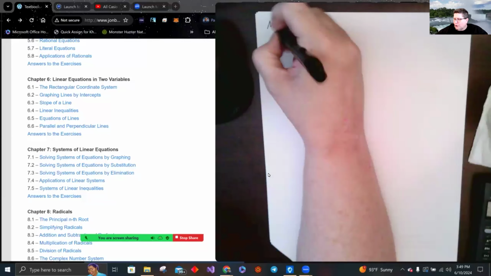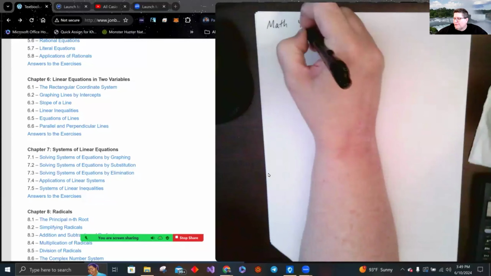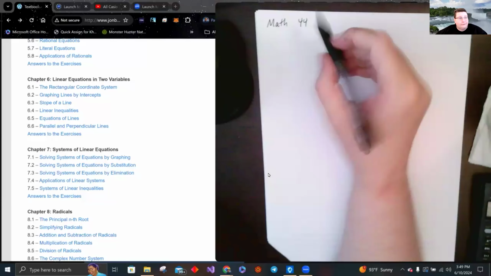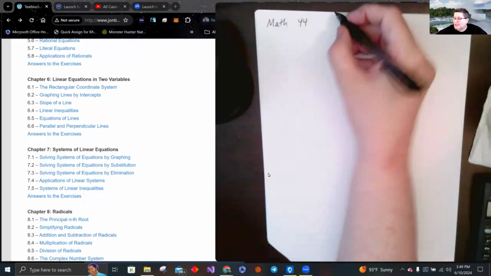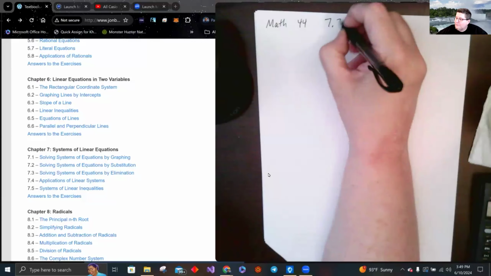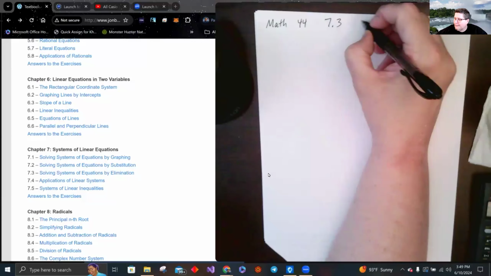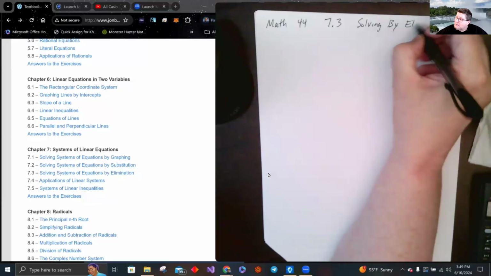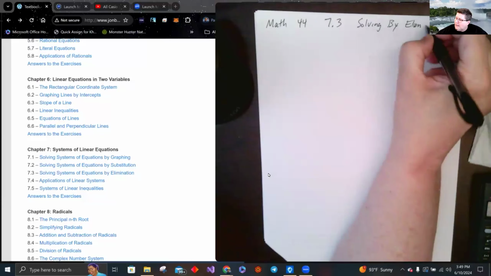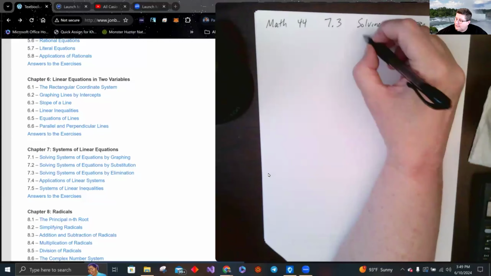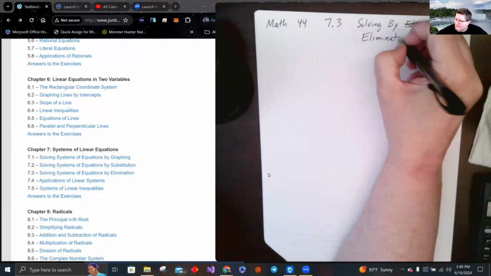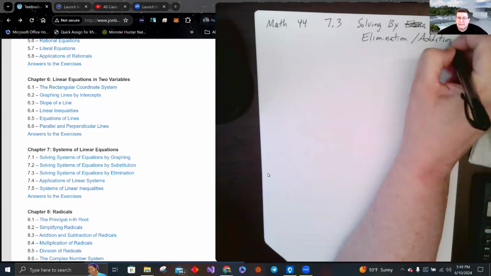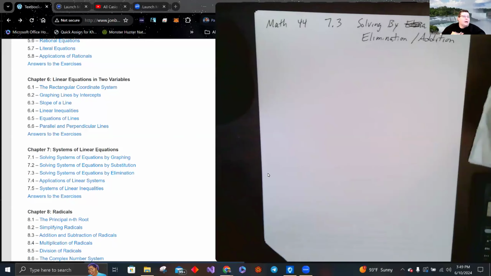We are going to take a look at systems of equations, solving those where substitution doesn't work that well because it generates a lot of fractions and no one likes working with fractions. This is 7.3 and we are solving by elimination. Another name for this method is the addition method. It's got a couple names, okay?